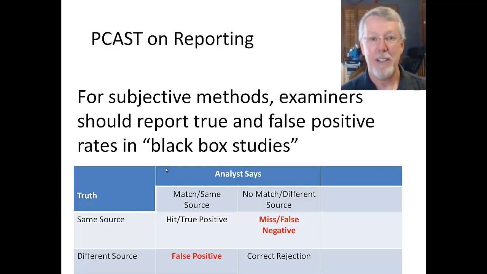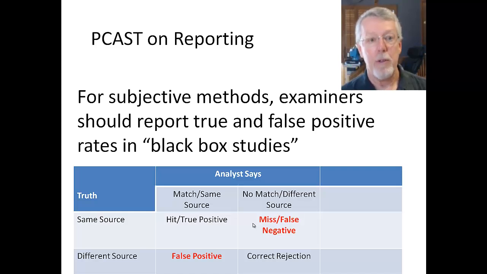This brings us back to... this basically converts the comparison and identification problem into a classification problem and asks about the accuracy of the classification. So PCAST suggests that studies of this type be done. These are called black box studies, and that examiners, when they report an identification, say, have to also report their true positive and false positive rate in order to give the trier of fact some idea of how accurate this kind of testimony might be.